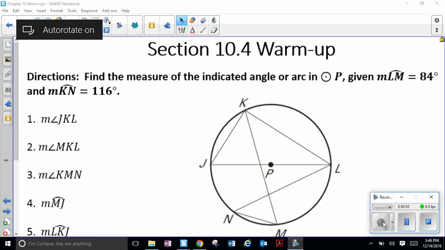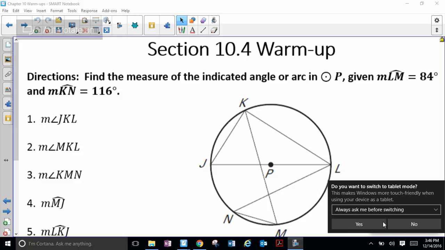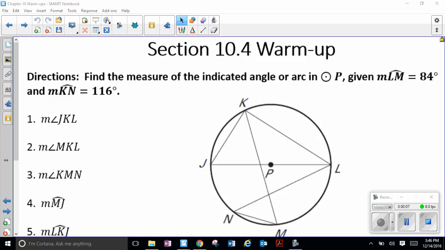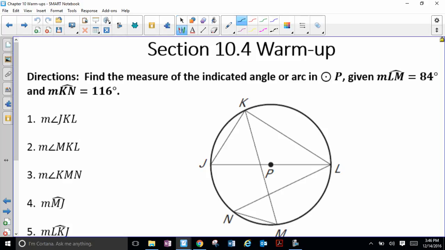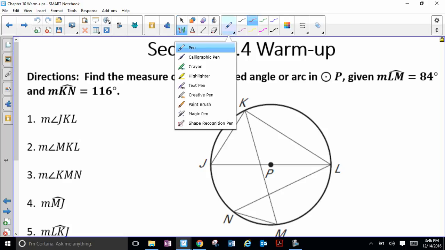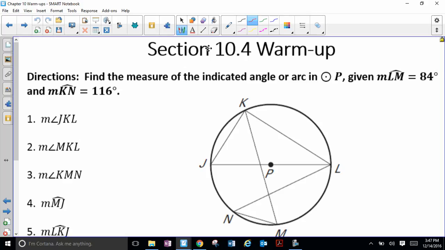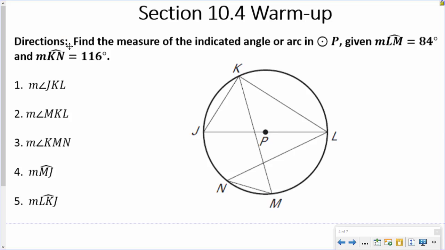Okay, so this is to go over your warm-up to make sure that you understood what you were doing, so get you ready for your quiz. So let's do this one first, 10.4. Okay, so find the measure of the indicated angle or arc in circle P.